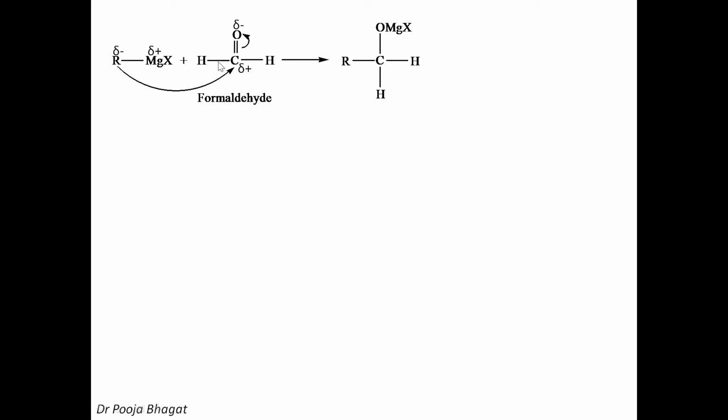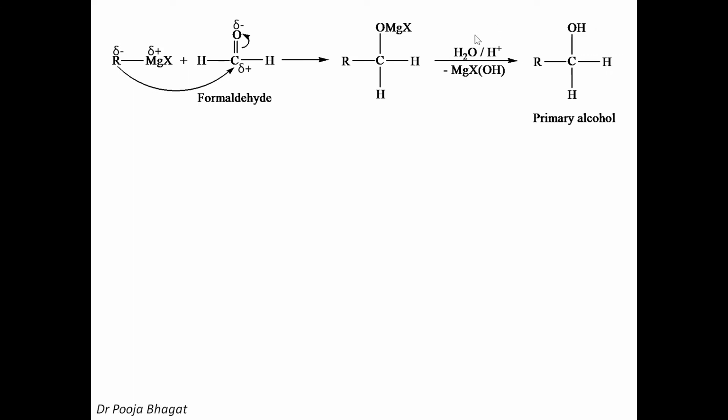Now this carbon is already having 2 hydrogen atoms attached to it. The alkyl group will now attach to it. So this carbon will have 2 H and 1 R. And this is a single bond O with the negative charge. O is having negative charge, MgX is positive, so you will get OMgX. So see here, on the carbon you have OMgX, 1 alkyl group and 2 hydrogen atoms.